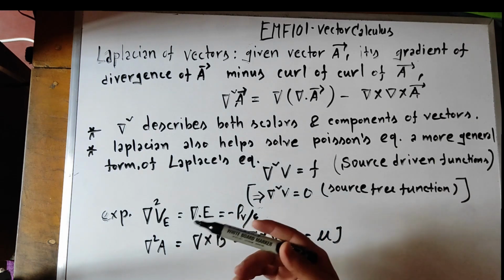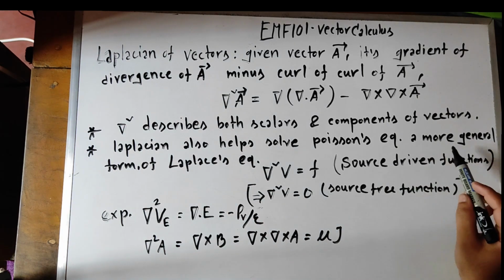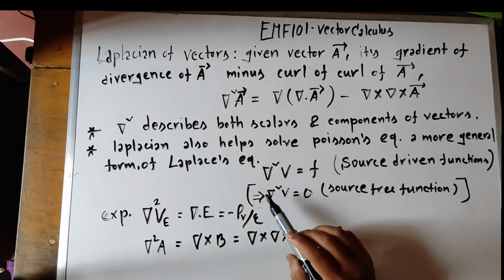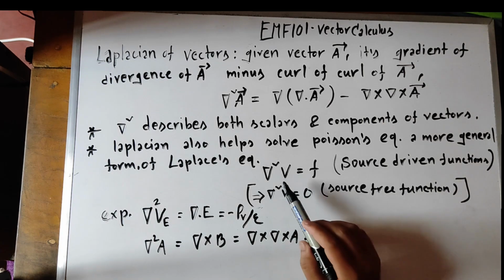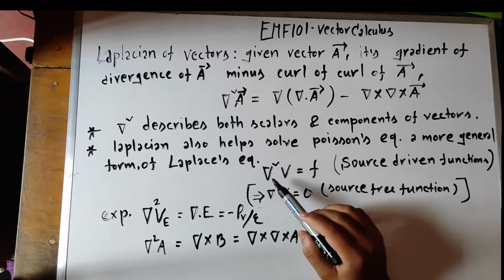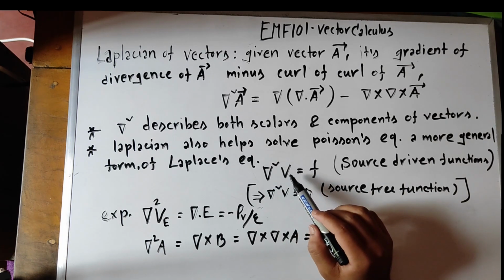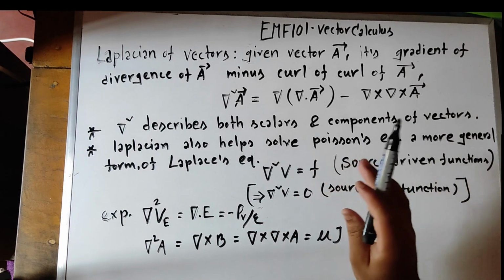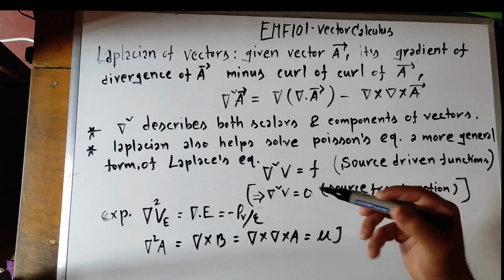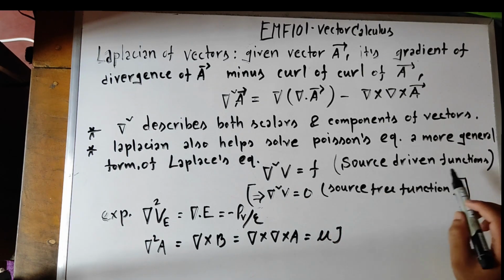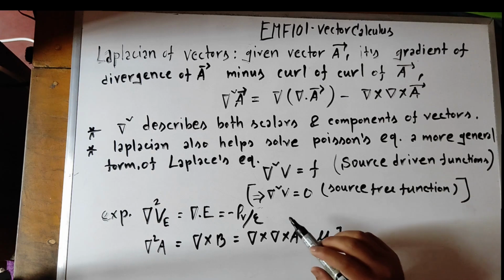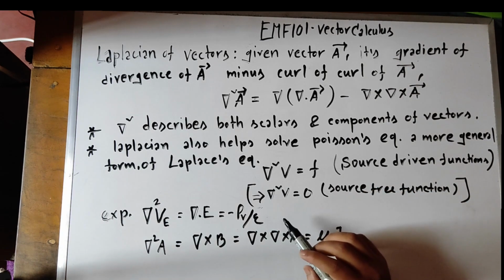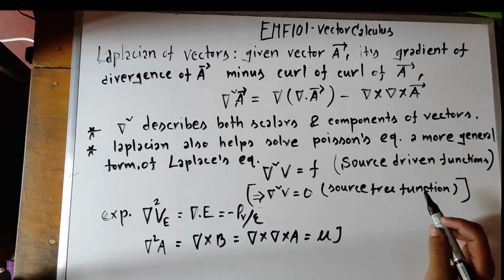Laplacian also helps solve Poisson's equation, which is a more general form of Laplace's equation. Poisson's equation is described by this: the Laplacian operator acting upon the scalar equals f. F is a source. So the functions that satisfy Poisson's equation are source driven functions, and the harmonic functions, or the functions that satisfy Laplace's equation, are source free functions.